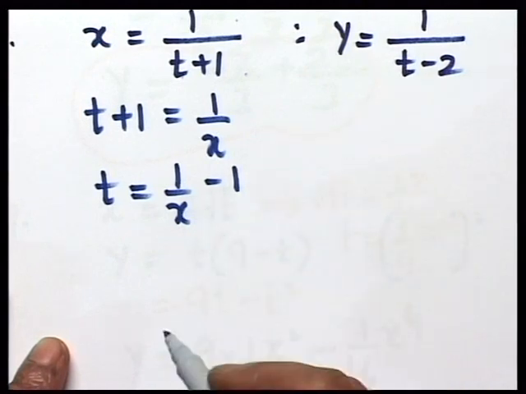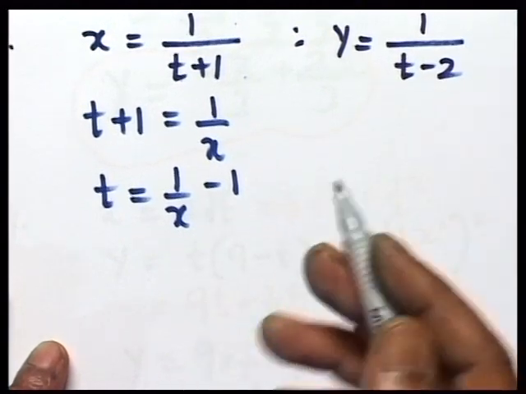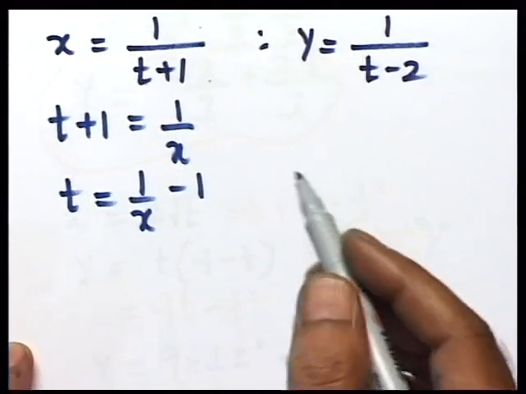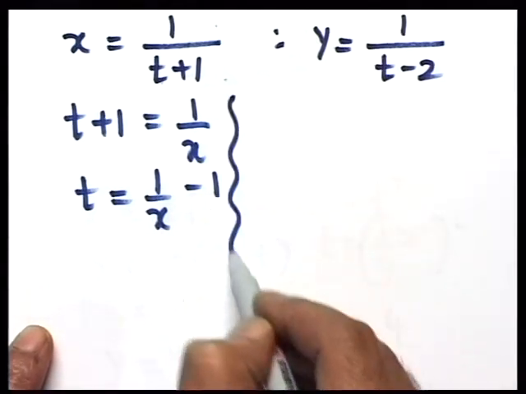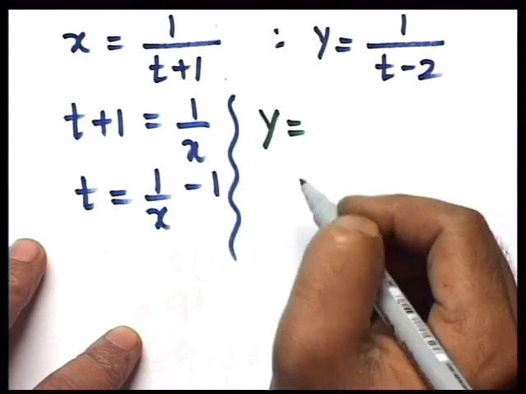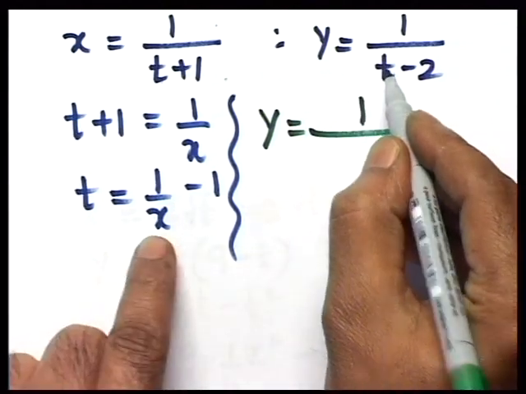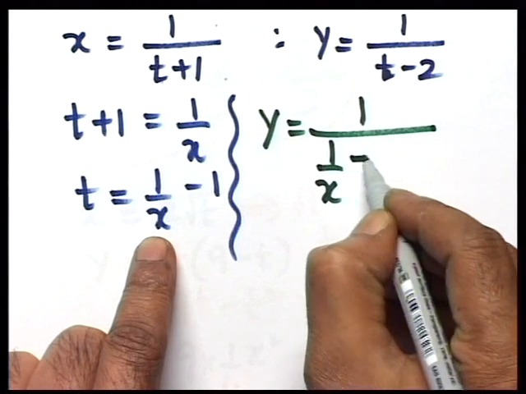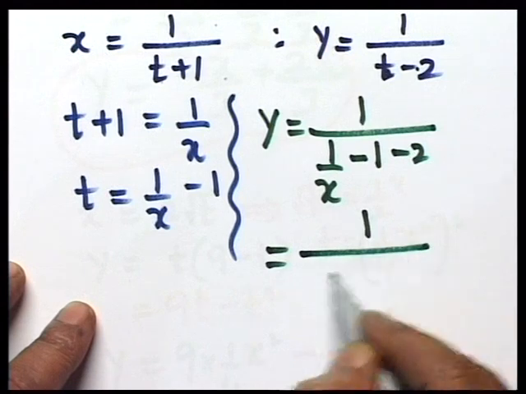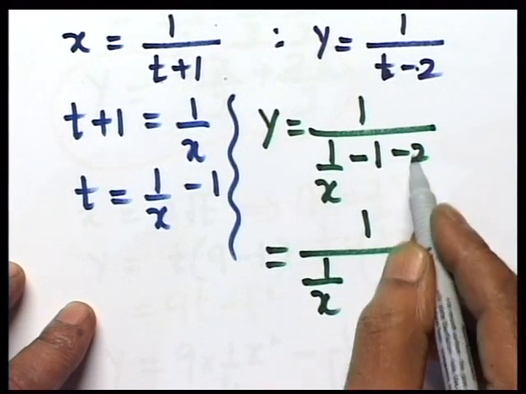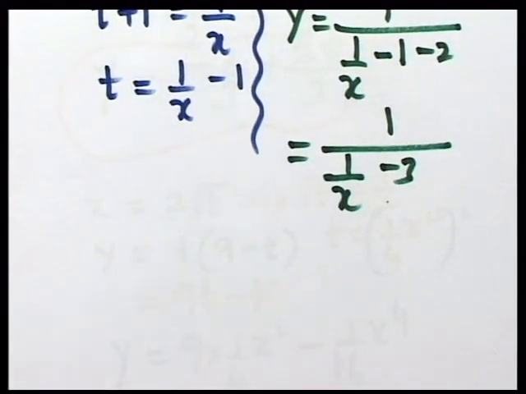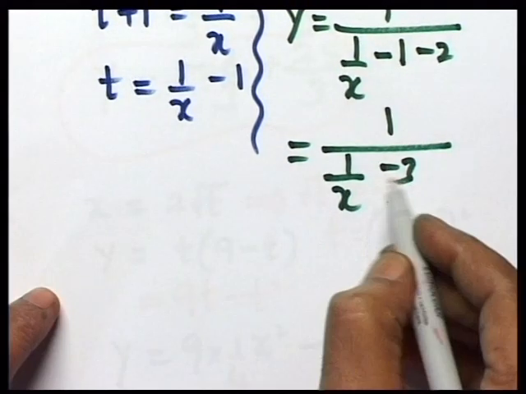Let's simplify this. It helps us. Or maybe you can use that there so that the 2 and the 1 can cancel. That's another way to do. So let's substitute this value there. So y equals 1 over, watch that, t is 1 over x minus 1. And there is a minus 2. So now it's 1 over 1 divided by x minus 1 minus 2 minus 3. You can simplify this and make it upside down.